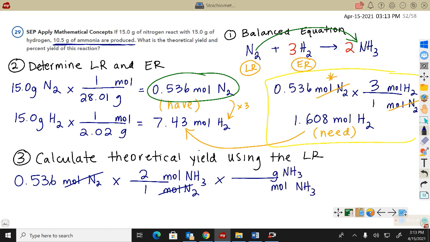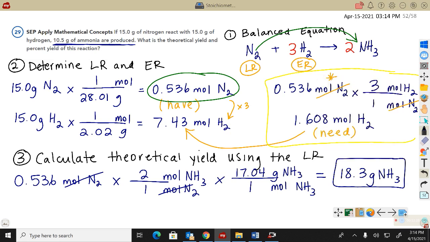I want grams. I can get the mass on my periodic table. A little over 14 for my nitrogen, plus 3 times the hydrogen. So maybe about 17.04, and that mass is for 1 mole. Plug it in, and I've got my theoretical yield. So we'll say 0.536 times 2 times 17.04. Fantastic. About 18.3. This is a lot of work, huh? That's why this would be like the last problem on a summative, and this would be like a multi-point problem. All right, I got the theoretical yield.